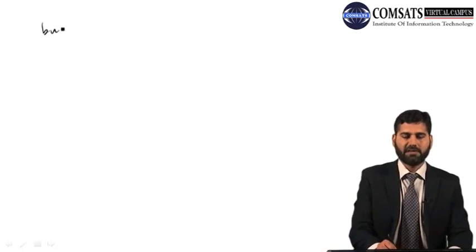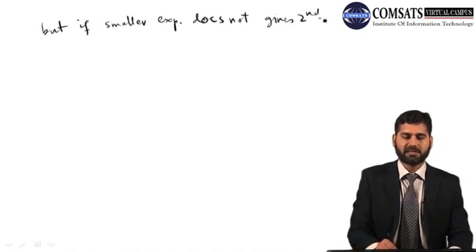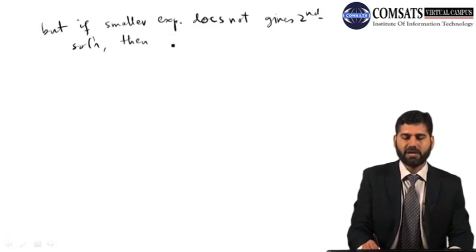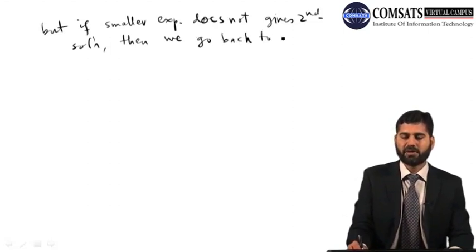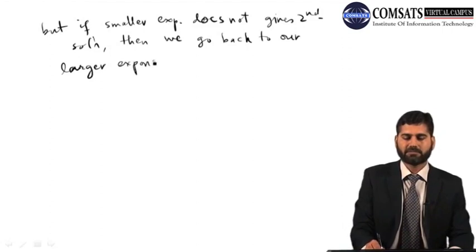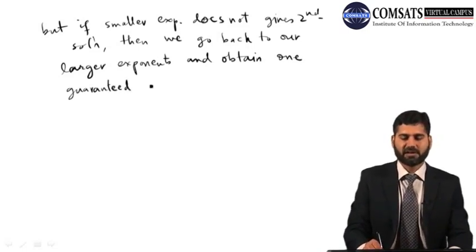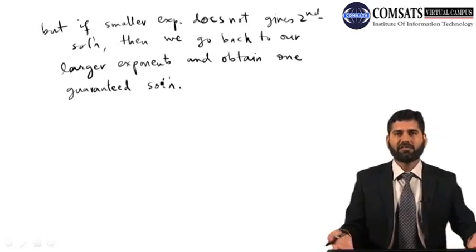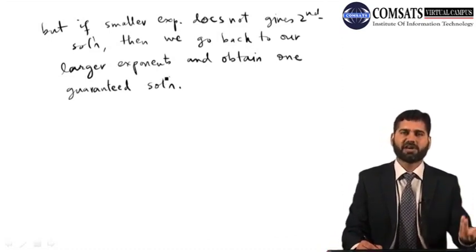But if the smaller exponent does not give a second solution, then we go back to our larger exponent and obtain one guaranteed solution, because that is again guaranteed for the larger exponent. If we get only one guaranteed solution, then how we get the second one is another discussion. We will continue with that, how to get the second solution if we are getting just one solution.